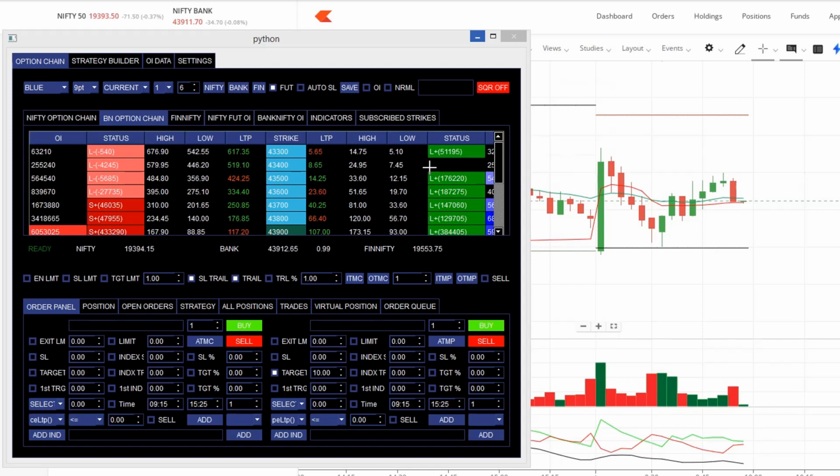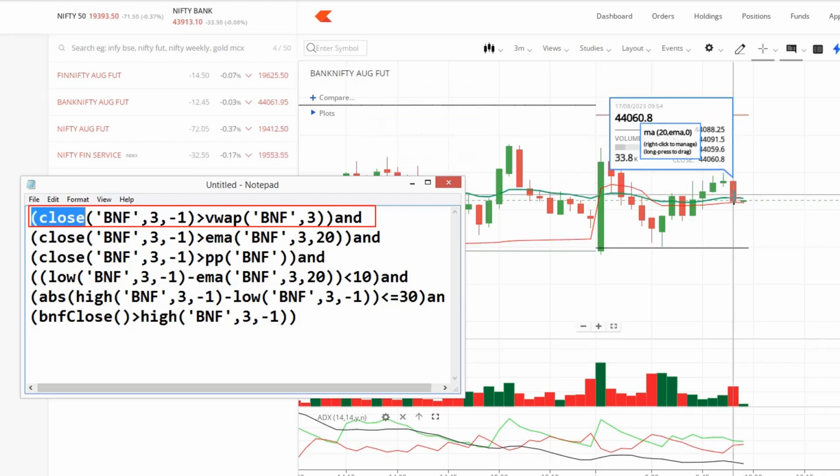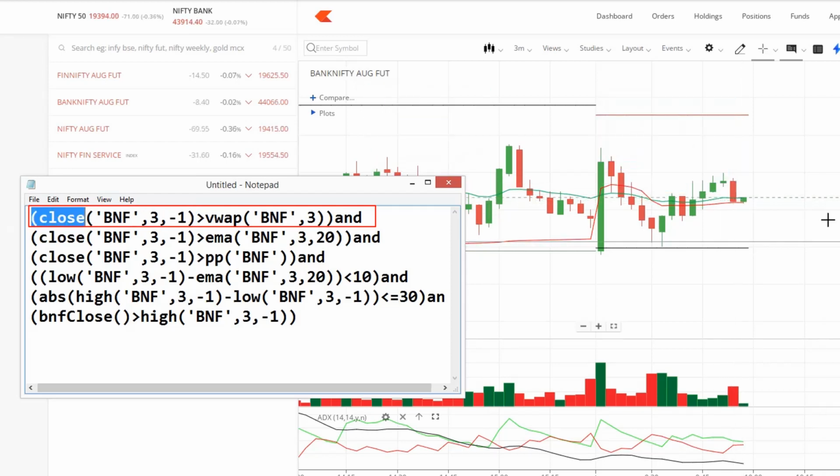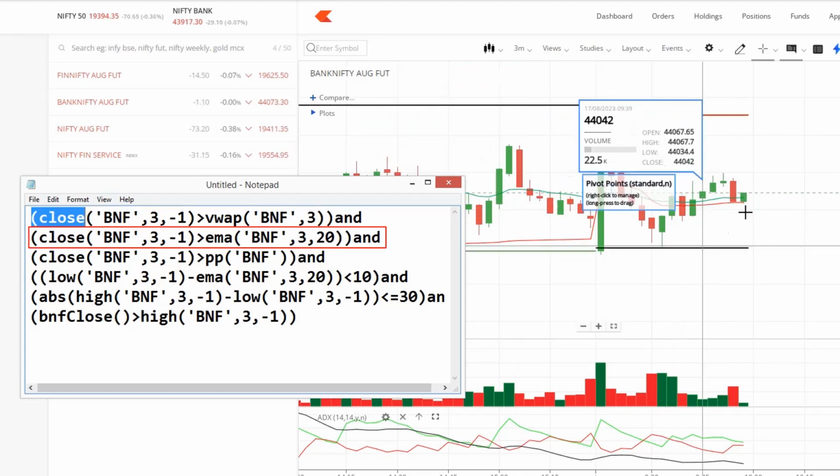Okay, after installing the software, we need to enter our strategy. Here, I am showing a simple strategy. I have divided this into 6 parts. First, the previous candle close should be above VWAP. Here, -1 denotes previous candle. Second, previous candle close should be above 20 EMA.